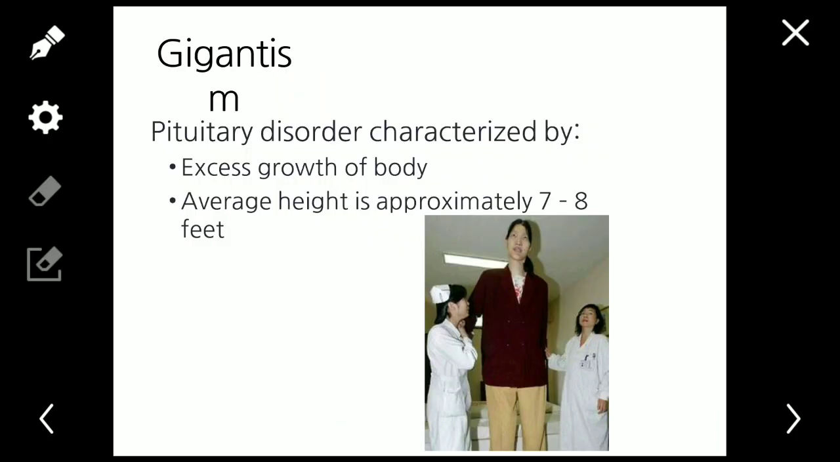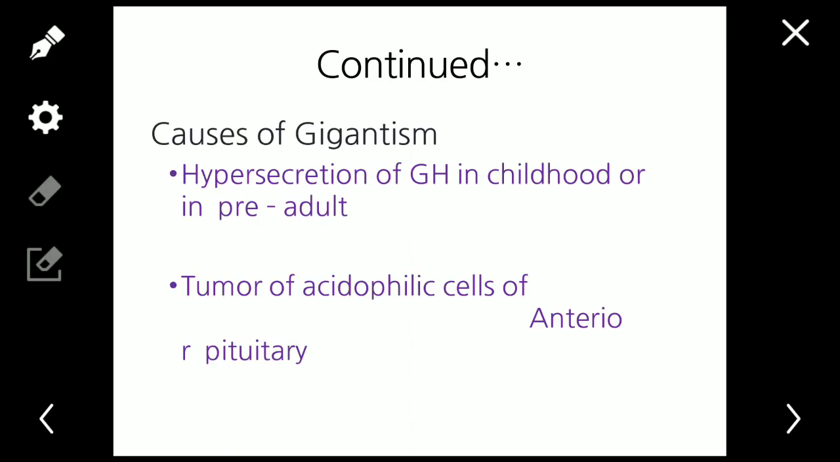Gigantism is a pituitary disorder characterized by excess growth of the body. The height of the patient will be 7 to 8 feet. This is a giant person.